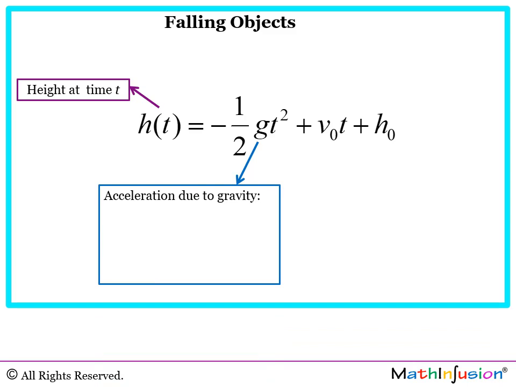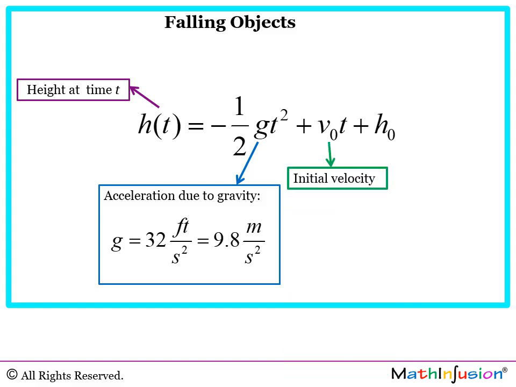The g depends on the units. In feet and seconds it is 32 feet per second to the power of 2. In the metric system, with meters, it is 9.8 meters per second to the power of 2. This is the initial velocity, and this is the initial height. We are going to see two cases.